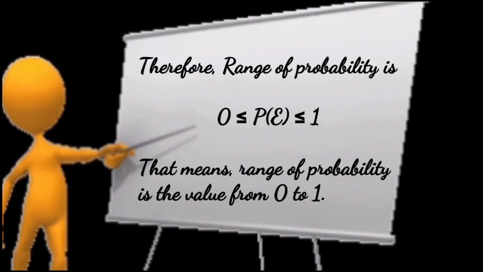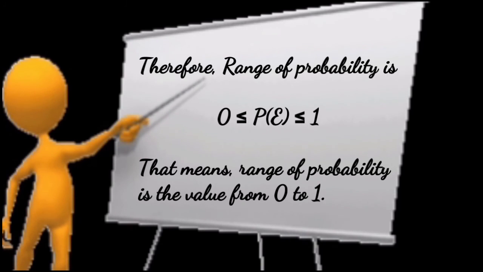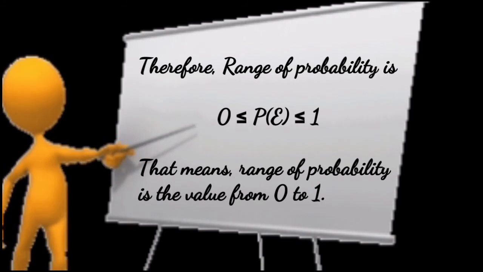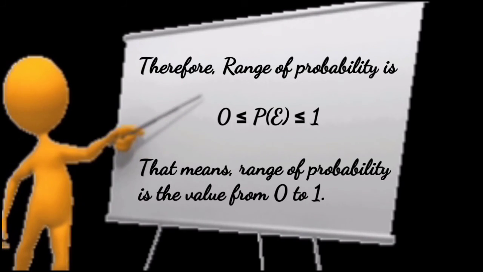Range of probability. Therefore, we can say that range of probability is P of E is greater than or equal to 0 and is less than or equal to 1. That means range of probability is the value from 0 to 1.